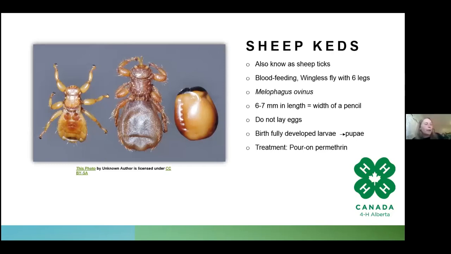Alrighty, little sheep keds. I don't know how many of you have gotten to see a sheep ked. A sheep ked is a wingless fly. A lot of people call them sheep ticks, but they're actually not a tick. A tick has 8 legs. If you count these guys, they've got 1, 2, 3, so they've got 6 legs. So in this picture, here's an adult ked.